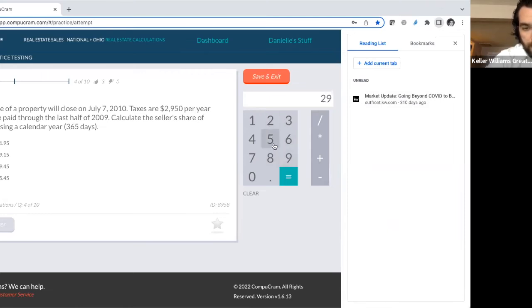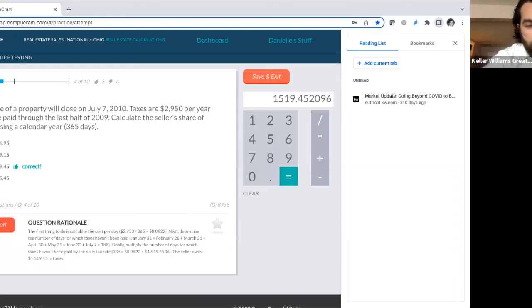Divide 2950 by 365. That's my cost per day, 8.08. Now, taxes are paid through the last half of 2009, which means that if the property trades on July 7th, then I need to calculate January, February, March, April, May, June, and the first 7 days of July. So if I know, because I'm a sharp, savvy guy, there's 181 days, January to June, I just do 181 plus 7 gets me to 188. So how many dollars is 188 days times that? 1,519.45. Bob's your uncle. That's all she wrote.